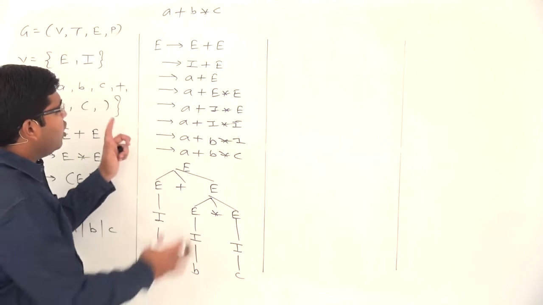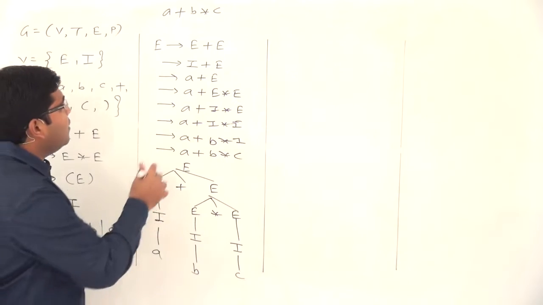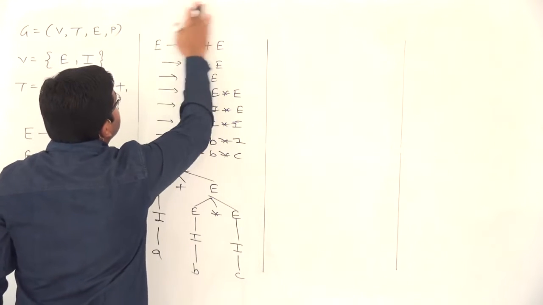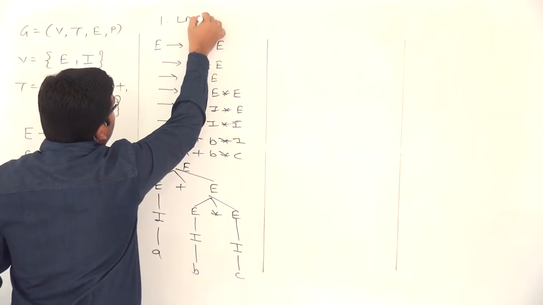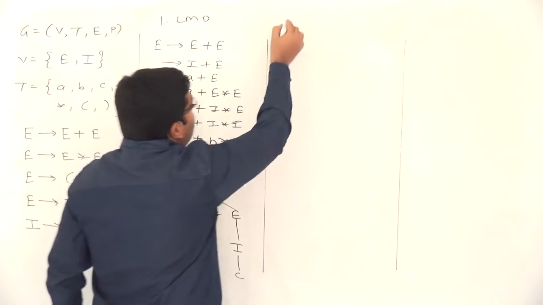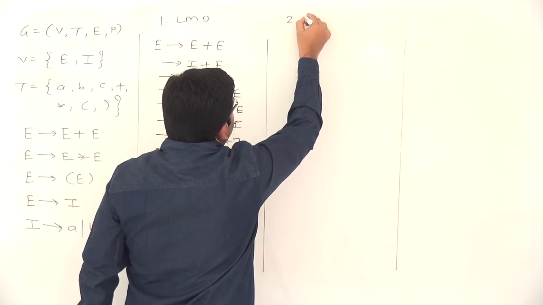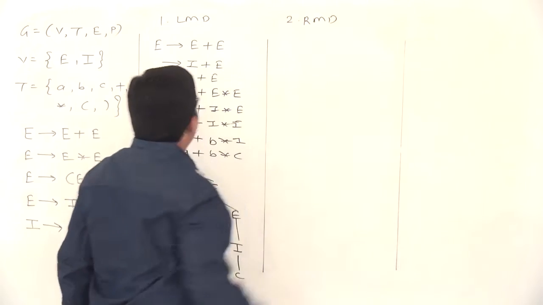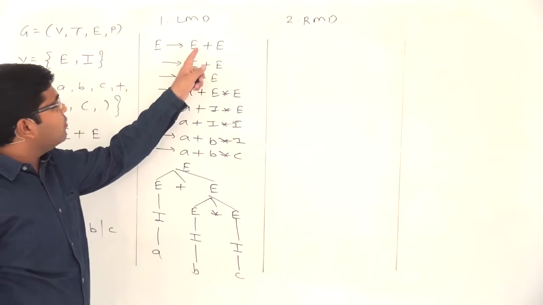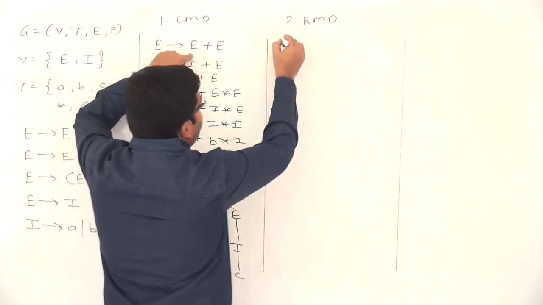And what we did, we followed a leftmost derivation. So I will call it case 1, a leftmost derivation. Okay. Now let's do another thing. We will follow a rightmost derivation for the same string, and we will begin again with the starting production E produces E plus E, and we will expand it.